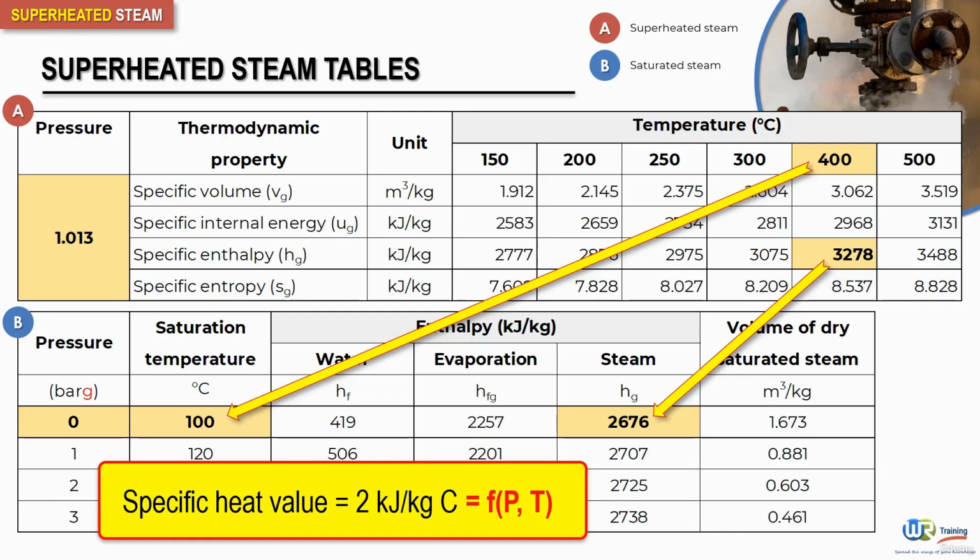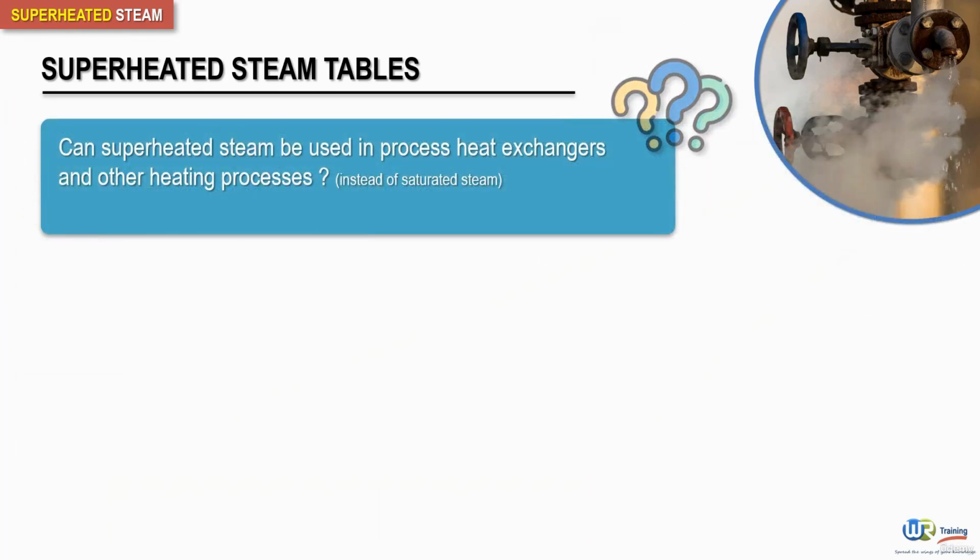Now, the real question is, can superheated steam be used in process heat exchangers and other heating processes instead of saturated steam? Although not the ideal medium for transferring heat, superheated steam is sometimes used for process heating in many steam plants around the world, especially in the hydrocarbon processing industries. This is more likely to be because superheated steam is already available on-site for power generation, being the preferred energy source for turbines, rather than because it has any advantage over saturated steam for heating purposes.